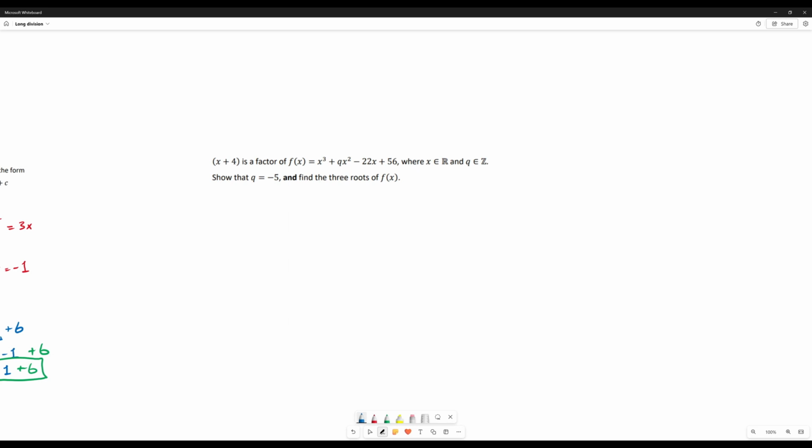Here is the factor theorem questions. I think I did some video on this before, but I'm just going to fly through this again. X plus 4 is a factor of this. Oh goody, we know that divides in with a remainder of 0. They gave away the secrets.